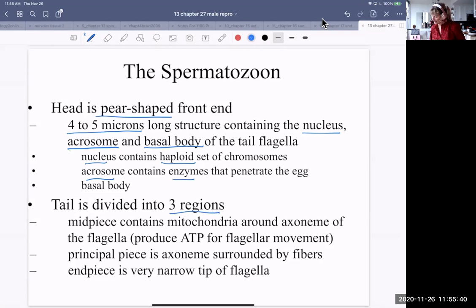Now, the tail has 3 regions, a midpiece that contains the mitochondria. The mitochondria are large because the sperm requires a lot of energy, and the vagina is an anoxic kind of environment, so low in oxygen. So it's around an axoneme of the flagella and the mitochondria produce ATP. The axoneme, which is the center part of the flagellum, is surrounded by fibers. The end piece is just a very narrow tip of the flagella.